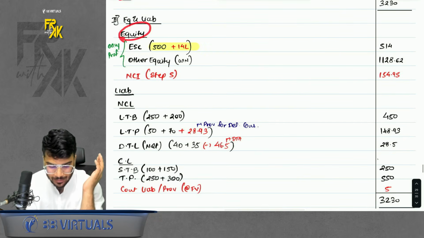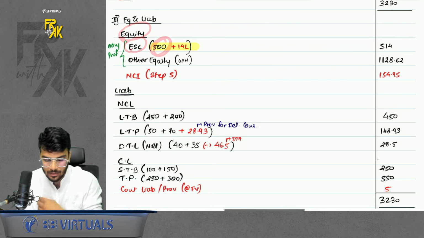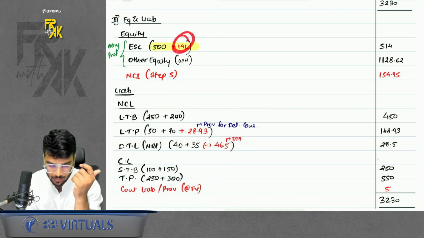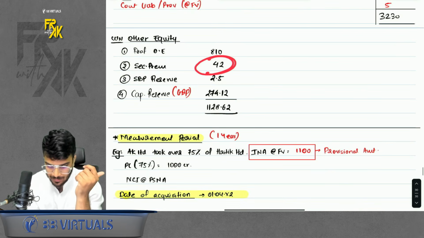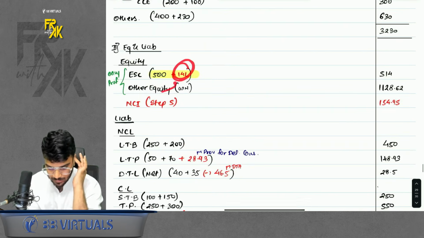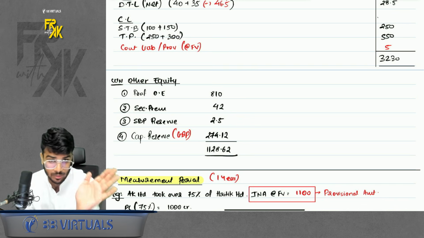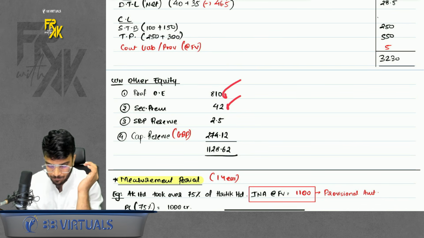Then for equity, capital will only come of the professional, and whatever shares you gave, up to face value, will come in capital. Whatever premium was there will come in other equity. Then other equity, what all things will come? The professional's other equity will come. The subsidiary's other equity won't come. The professional's other equity, premium, SBP reserve, which was there in PC, and GBP will come.